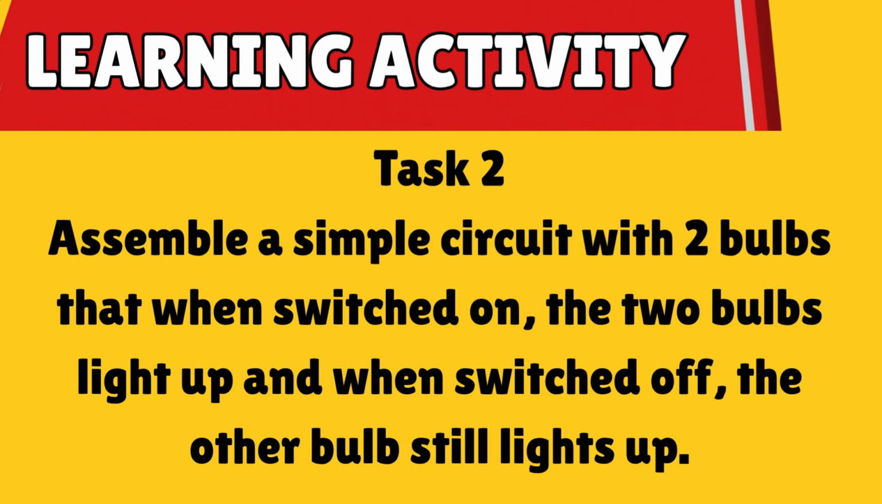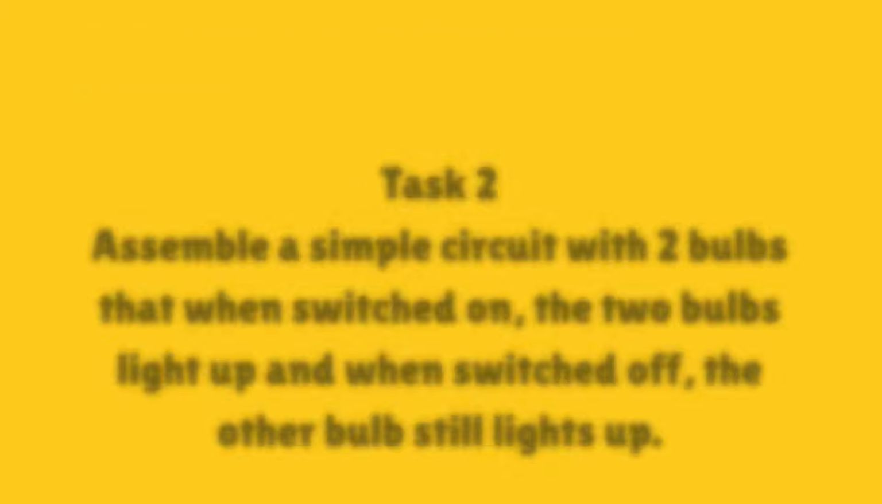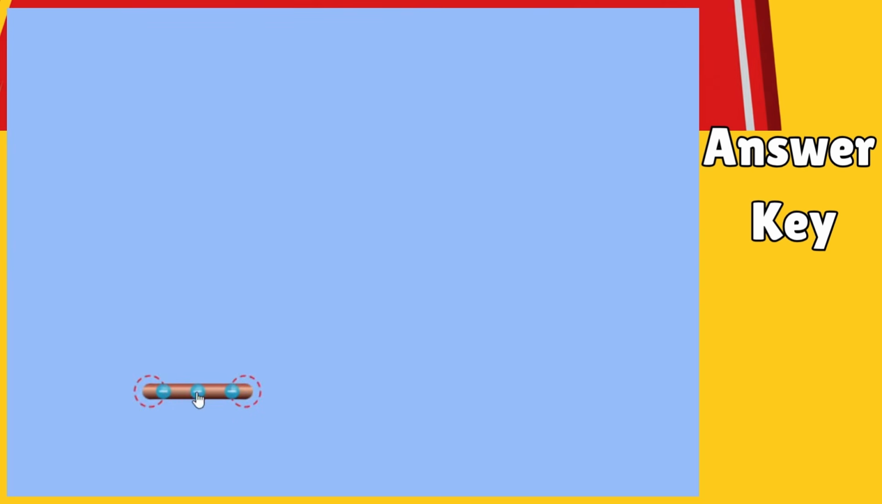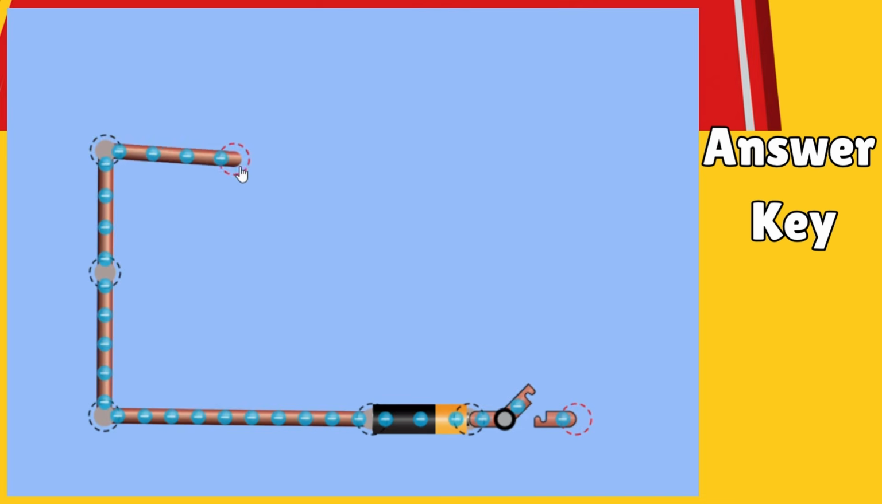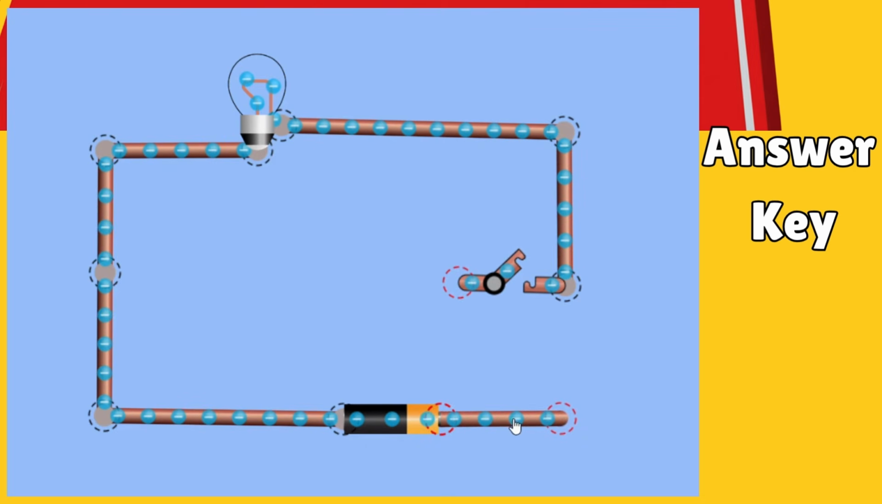Task 2, assemble a simple circuit with two bulbs that when switched on, the two bulbs light up, and when the switch is off, the other bulb still lights up. And so again, we will use our application, the PhET Colorado simulation. We will start with our connecting wires. After putting the connecting wires, we will place the battery that provides the voltage. So in making this circuit, we will make an alternative route for the electrons.